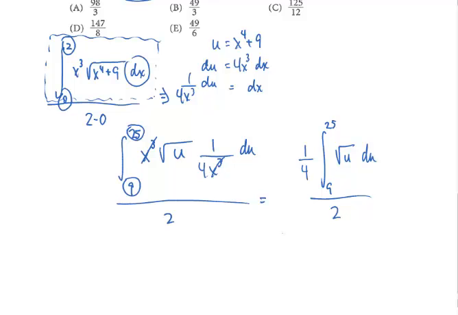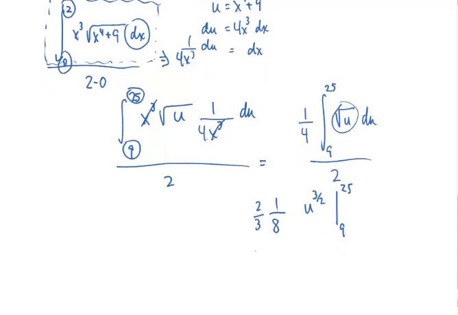Some people would change this to 1/8 right now, so we don't have to worry about that fraction out in front. The antiderivative of u to the 1/2 is u to the 3/2 times 2/3. How do I know it's 2/3? Well, when you divide by a fraction, you multiply by the reciprocal, and I'm going to evaluate this from 9 to 25. So now here's a trick. This is 1 over 12. That's not the trick. That's just fractions.